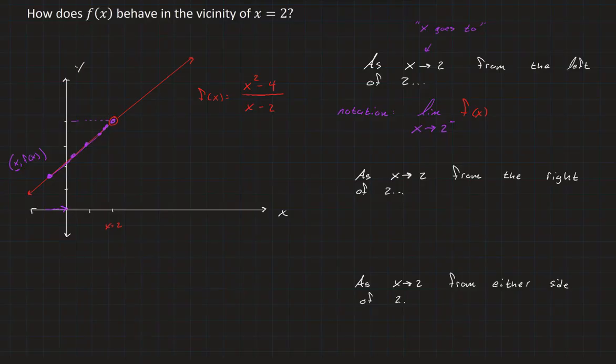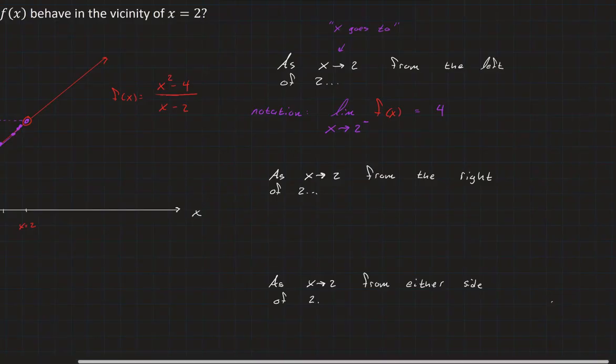So the limit as x approaches 2 from the left of this function, we're approaching the value 4. Okay, so what this is saying, the limit as x approaches 2 from the left of f of x is equal to 4. That means as I travel along this x-axis from the left, this point on my function is going to approach that value. Okay, so we say that this function behaves in this way in the vicinity of 2.